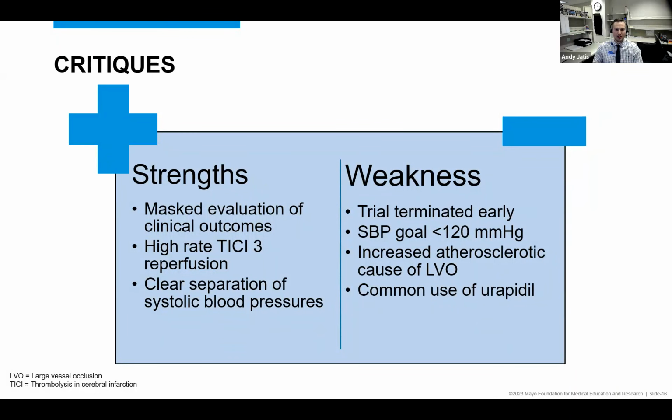The increased percentage of patients that have atherosclerotic causes of their large vessel occlusions is a unique aspect of the patient population from an ethnicity standpoint, as the Chinese patient population can have a higher risk of these causes as opposed to some of our other stroke causes here in the United States. So of course, thinking about how the blood pressure goals might be different depending on the disease state causing our ischemic stroke. And then lastly, the common use of urapidil, as mentioned previously, hurts some of our external validity, where we might not commonly be using this agent, as this agent itself may be problematic in comparison to others.